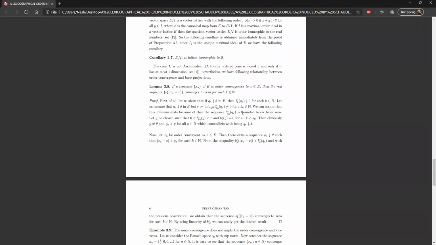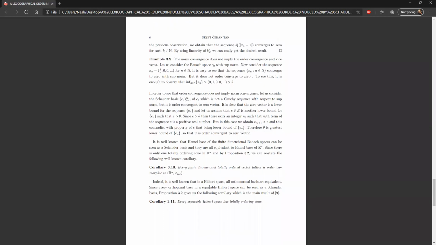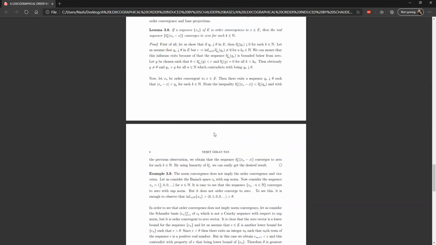Moreover, we have an order convergence property. If we have an order convergent sequence in the vector space, then any projection of it again converges to 0. Of course, that is real number convergence, because this is a real-valued function. This is also a good property, and we can use this lemma in the next corollary.